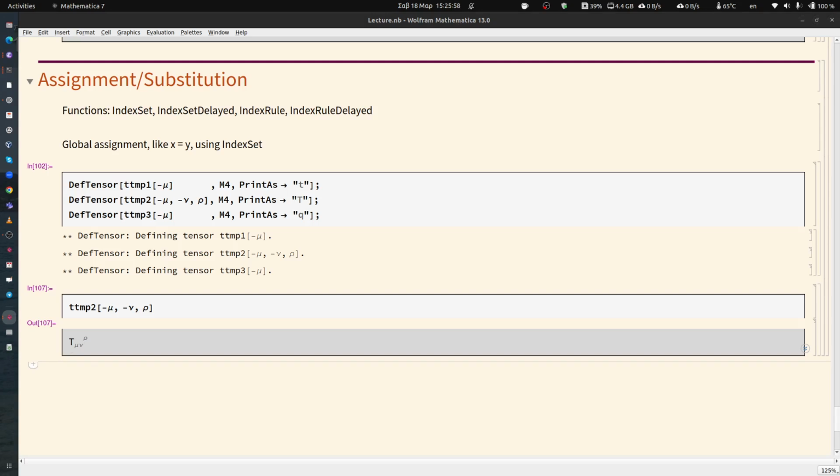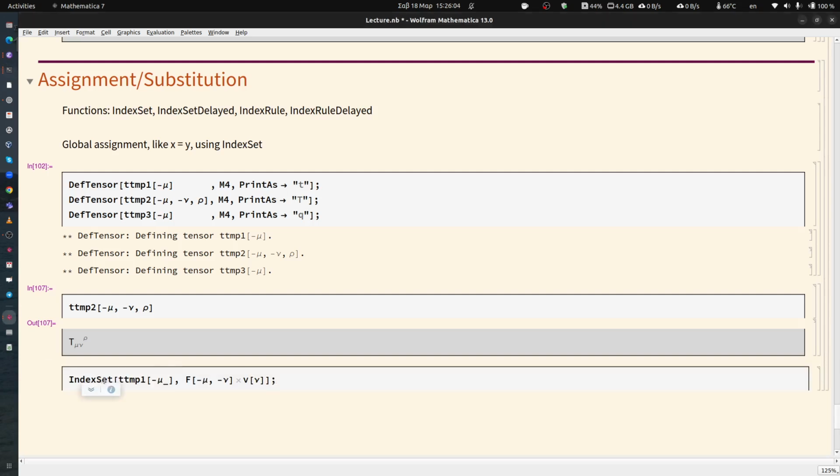So let's now use the function IndexSet this way. Let's dissect this expression. IndexSet here takes two arguments. The first one is the tensor TTMP1. TTMP1 takes a downstairs index minus mu, and we put here the underscore to mean that this is an expression with anything.